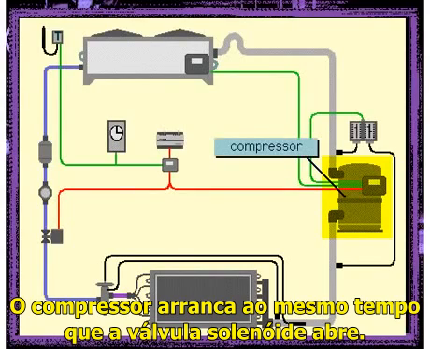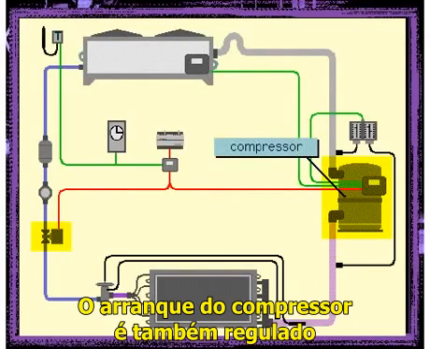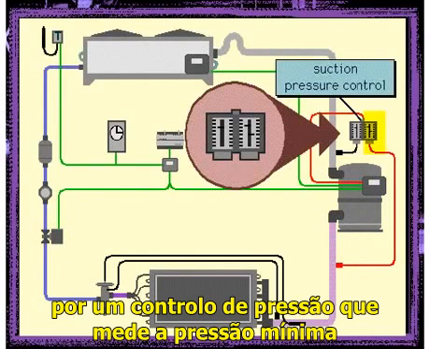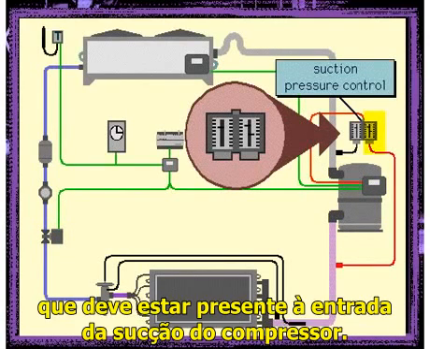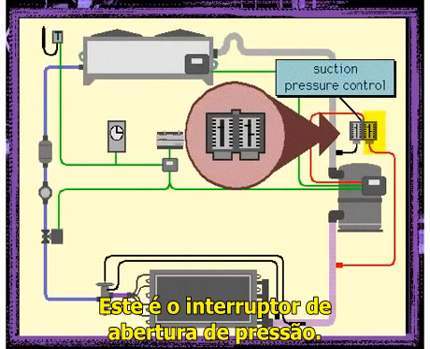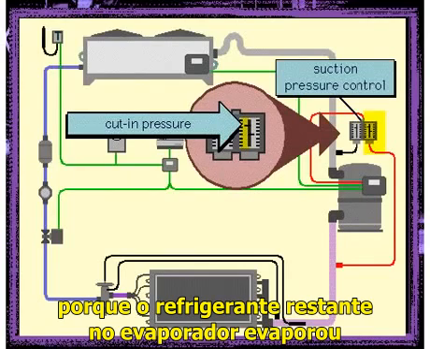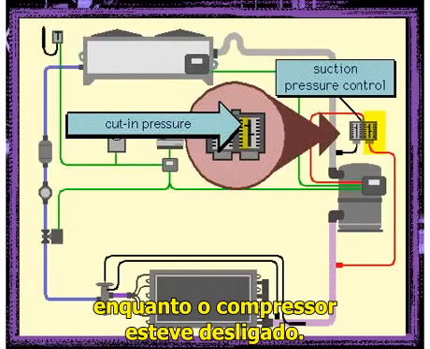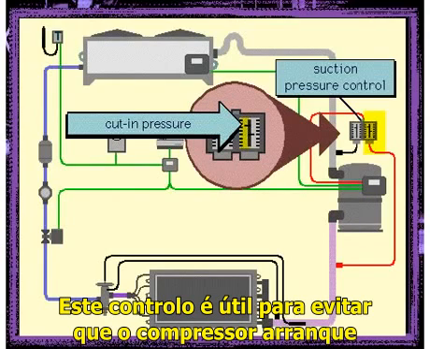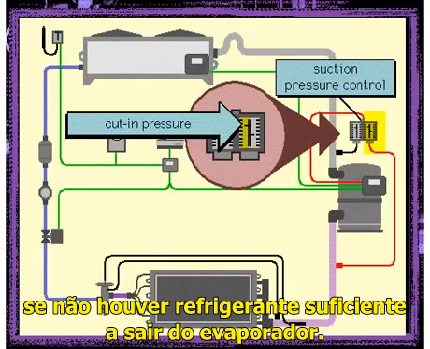The compressor starts up at the same time as the solenoid valve opens. Compressor startup is also regulated by a pressure control that measures the minimum pressure that needs to be present at the compressor suction inlet. This is the cut-in pressure. This pressure is usually reached when the compressor starts up because the remaining refrigerant in the evaporator has evaporated while the compressor was off. This control is useful to prevent the compressor from starting if there is not enough refrigerant coming out of the evaporator.